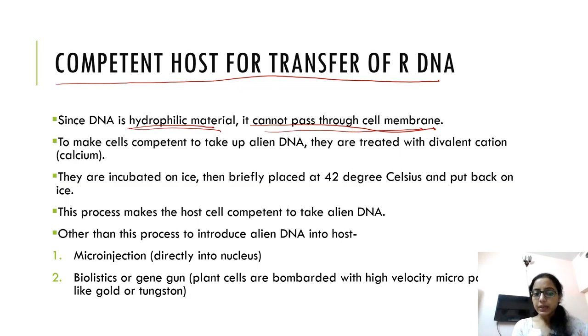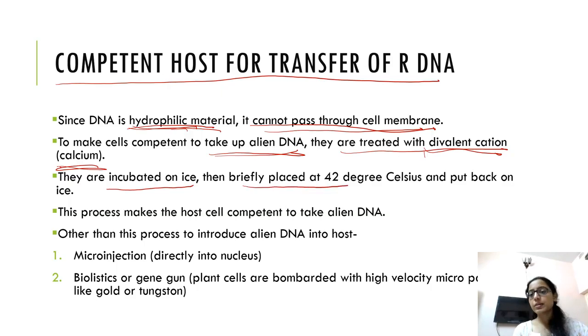To make the cells competent to take up alien DNA, they are treated with divalent cation, calcium. The DNA does not enter the cell membrane easily because it is hydrophilic, so it is treated with divalent cation. They are incubated on ice, then briefly placed at 42 degrees. This is the process done before inserting the foreign DNA.